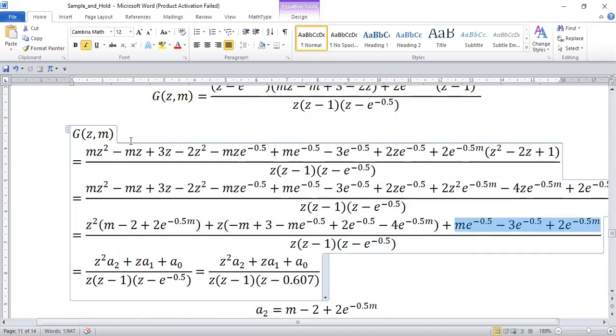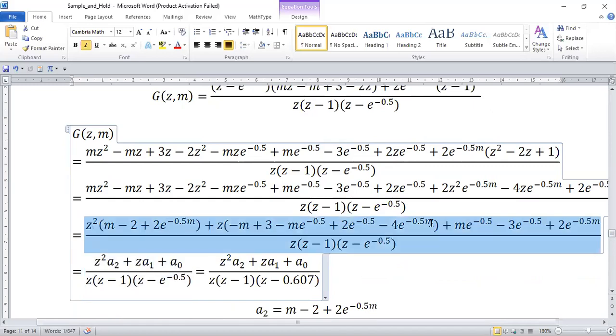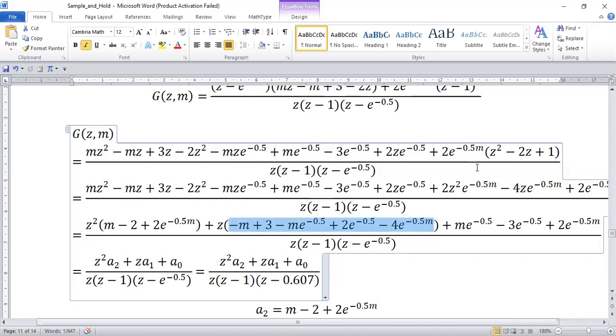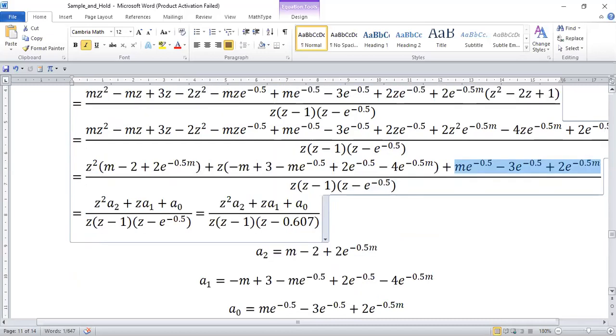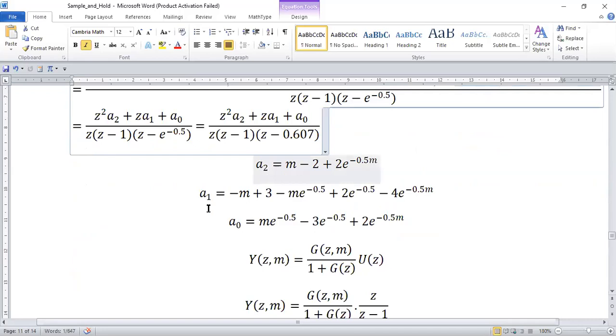So G(z, m) is given by this, where A2 is given by this, A1 is given by this, then A naught is given by this particular. A naught is given by this. So I further represented it here. So A2 is given by this, A1, then A naught. So we already got our G(z, m).